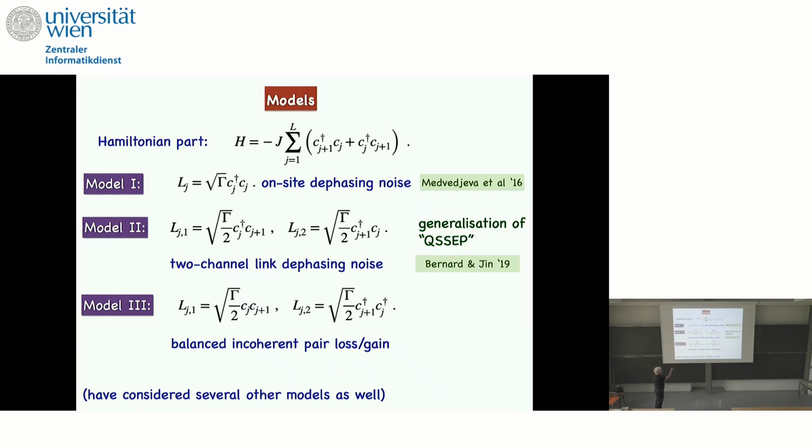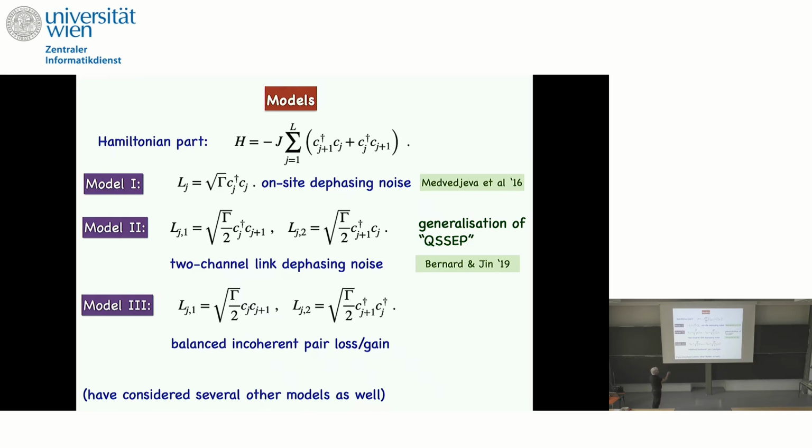For the Hamiltonian, we always take just a tight binding model. But now I'm going to show you results for 3 choices of jump operators. The first one is just on-site dephasing noise. This we studied with Maria and Tomasz 10 years ago. This is special for reasons I'm going to mention in a moment.